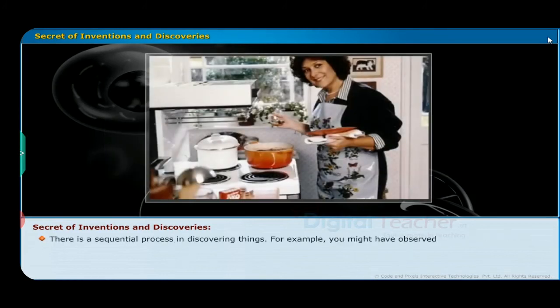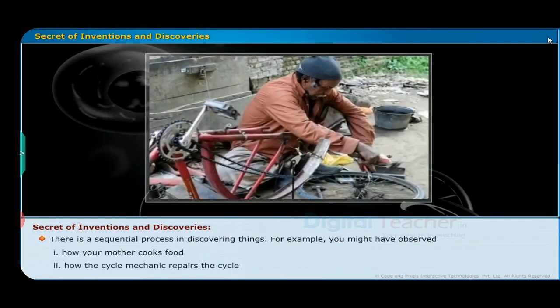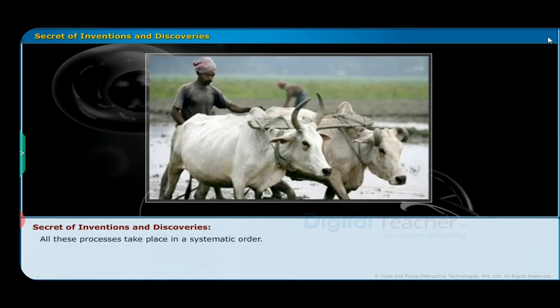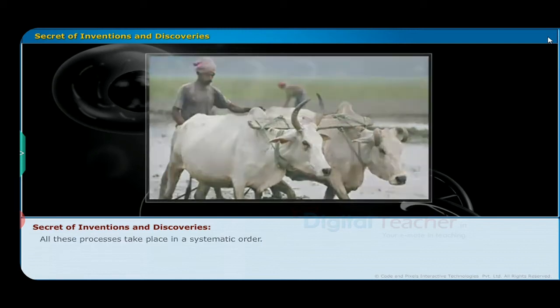There is a sequential process in discovering things. For example, you might have observed how your mother cooks food, how the cycle mechanic repairs the cycle, how farmers plow their fields. All these processes take place in a systematic order.